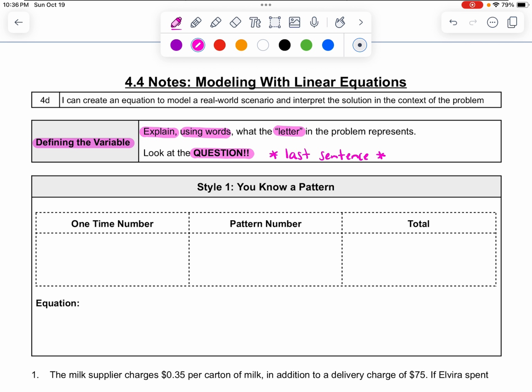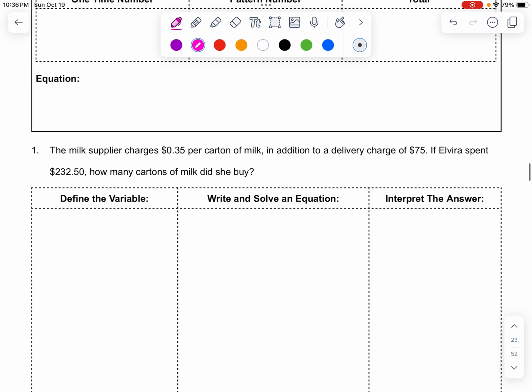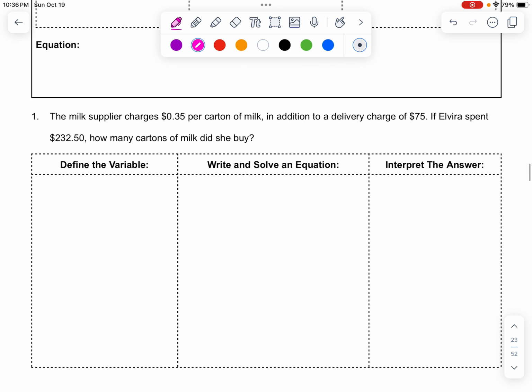Before we talk about how to actually write the equation, let's look at one example of that. In problem number 1 here, it says the milk supplier charges 35 cents per carton of milk in addition to a delivery charge of $75. If Elvira spent $232.50, how many cartons of milk did she buy?